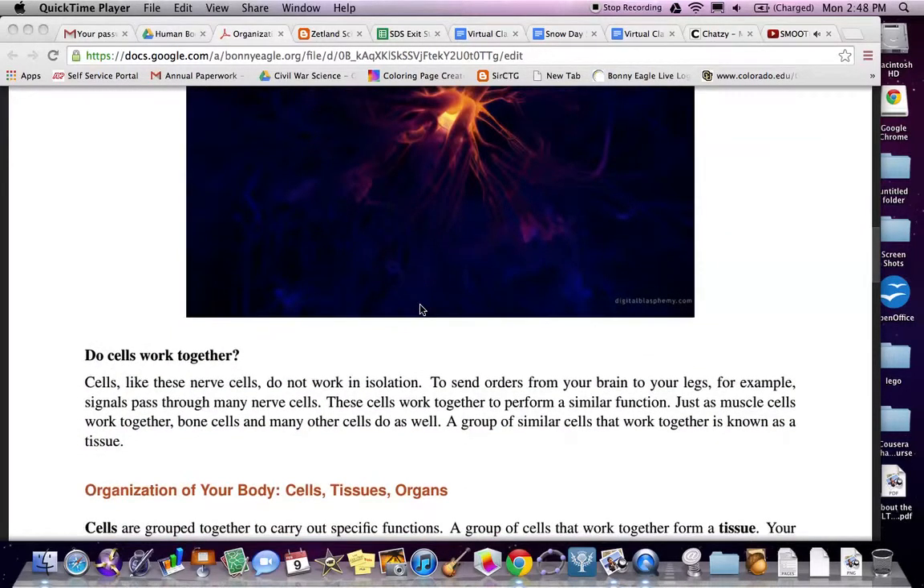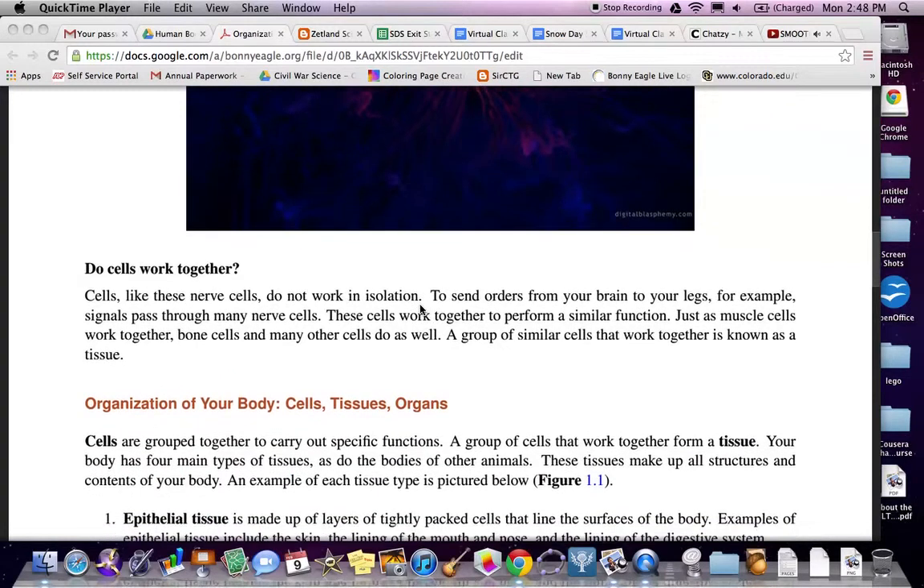Do cells work together? Cells, like these nerve cells, do not work in isolation. To send orders from your brain to your legs, for example, signals pass through many nerve cells. These cells work together to perform a similar function, just as muscle cells work together. Bone cells and many other cells do as well. A group of similar cells that work together is known as a tissue.